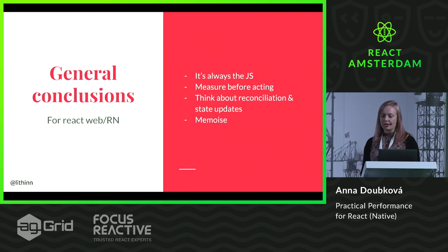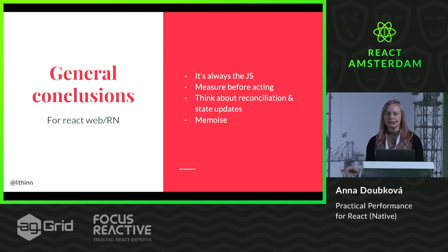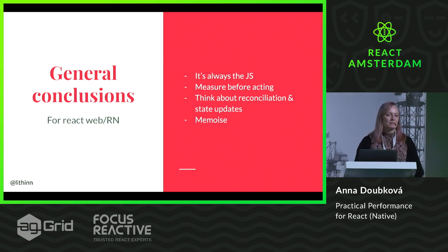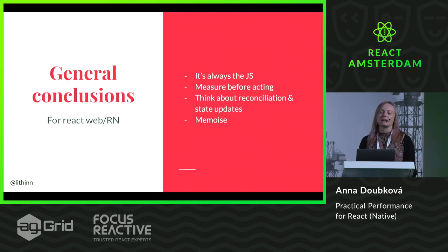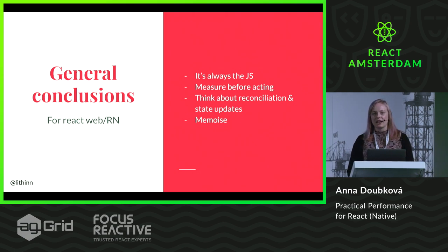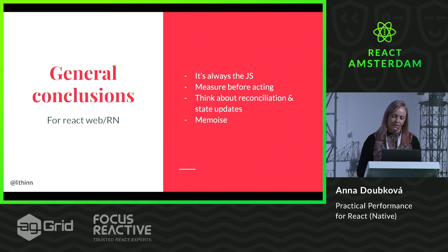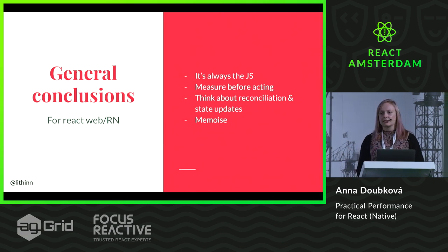So the general conclusions when it comes to JavaScript is, it's usually the JavaScript thread. Let's face it, most of us will never do anything so complicated in the UI that it will start impacting the UI thread. So look at the perf monitor, and it will likely show you that it's the JavaScript thread struggling. Always measure before acting. What I have shown you of the measurements and the problems we found apply to our application, and it's quite possible that your case will be very different. Think about reconciliation and state updates as you're writing your code. These are the patterns that we actually find quite useful to use, even if there are no immediate performance issues.